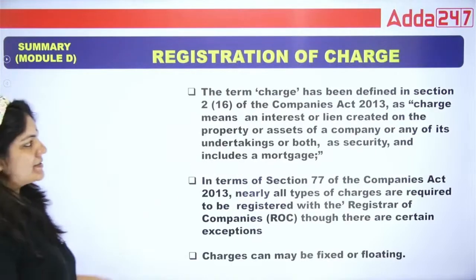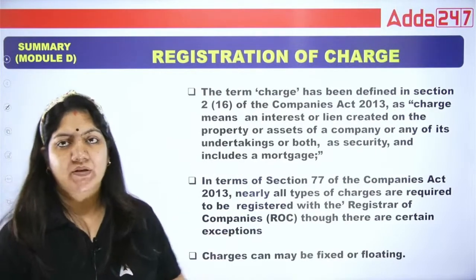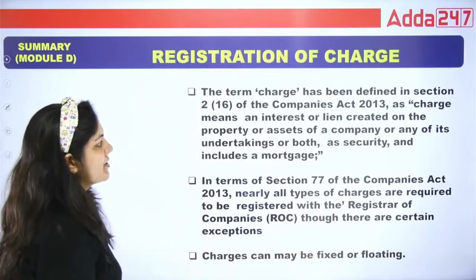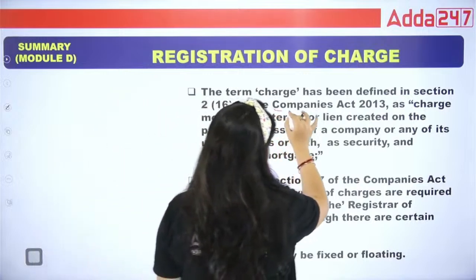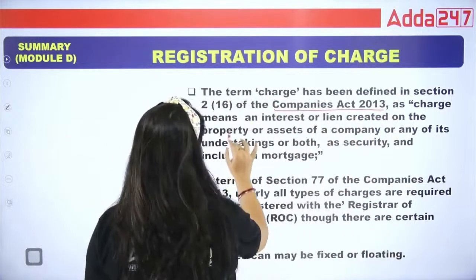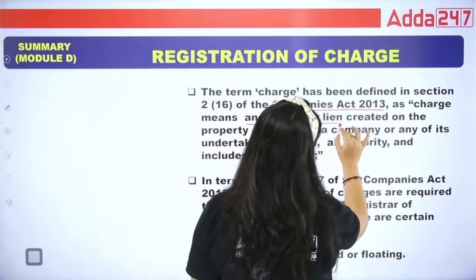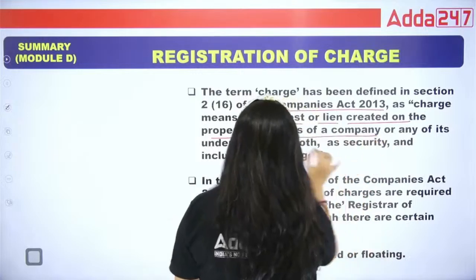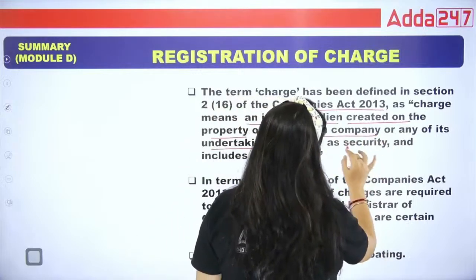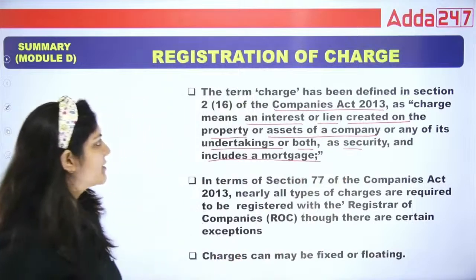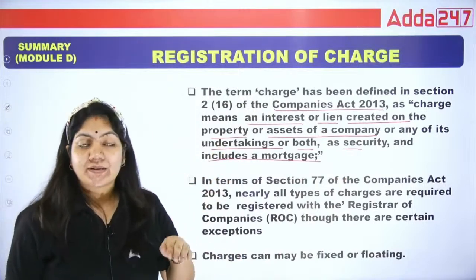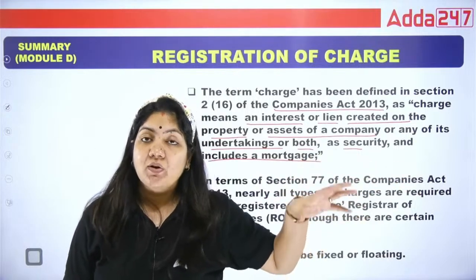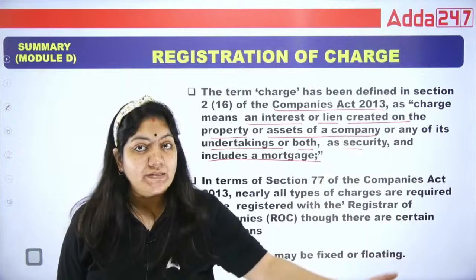Now class, the last topic of your module B, so that we can easily complete our module B. Okay, now what is charge? Charge is defined under the Companies Act 2013 as an interest or lien created on the property or assets of a company or any of its undertaking, as security, and includes a mortgage. So charge is basically created on the security that we have given to the creditor, right? So it is always created in favor of the creditor and the lender.